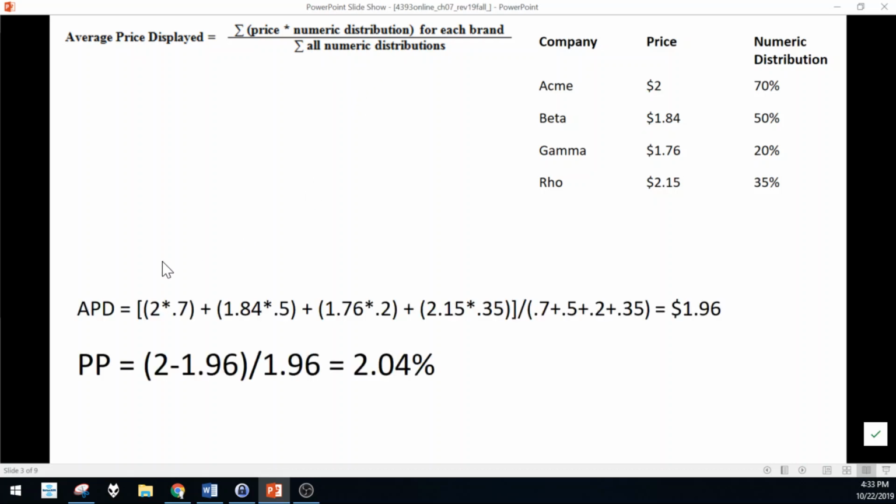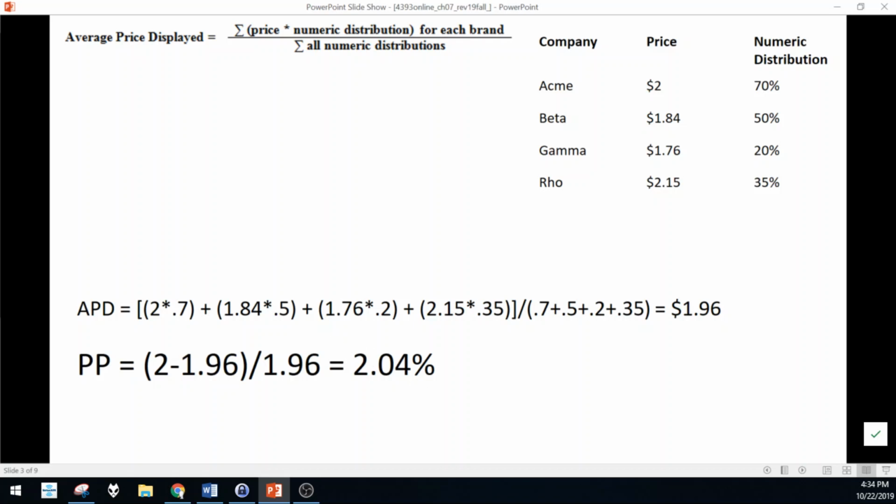Okay, so it looks like this. Average price displayed is basically each price times each numeric distribution. Okay, and you're going to divide that by the sum of all the numeric distributions, which is going to be those four numbers only. That gives you 1.96 as your average price displayed. So this just reflects the relative availability of each brand's products compared to the others. So your price premium then becomes 2.04%. So it's a little bit even smaller.